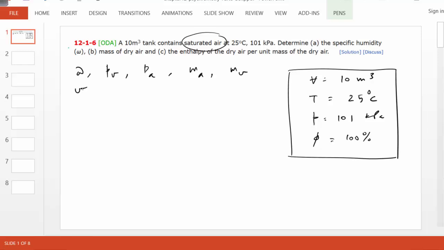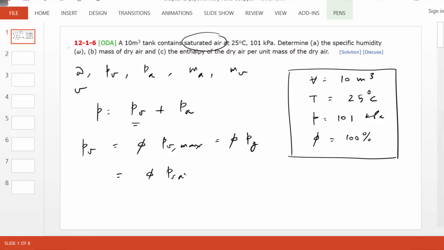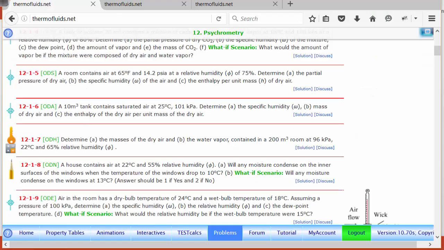Okay, first things first. The total pressure is given to us, so we know total pressure is PV plus PA. And what is PV? PV is phi times PV max. And PV max is also called PG, the G point in your PC model, or P sat at the given temperature. In this case, phi is given to us as 1 or 100%, and P sat at 25 degrees Celsius. We can quickly go and check that out.